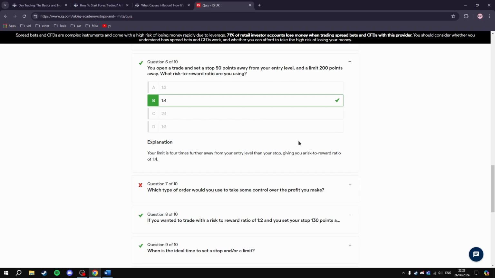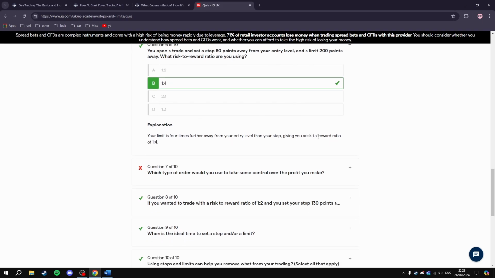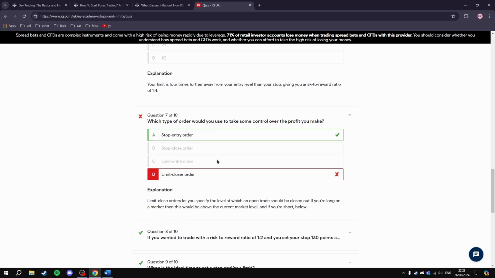So your limit is 4 times further away from your entry level than your stop, giving a risk to reward ratio of 1 to 4. Oh, it's a stop entry order, right. Limit close orders let you specify a level at which an open trade should be closed out. If you're long on the market, then this will be above the current market level. If you're short, below.